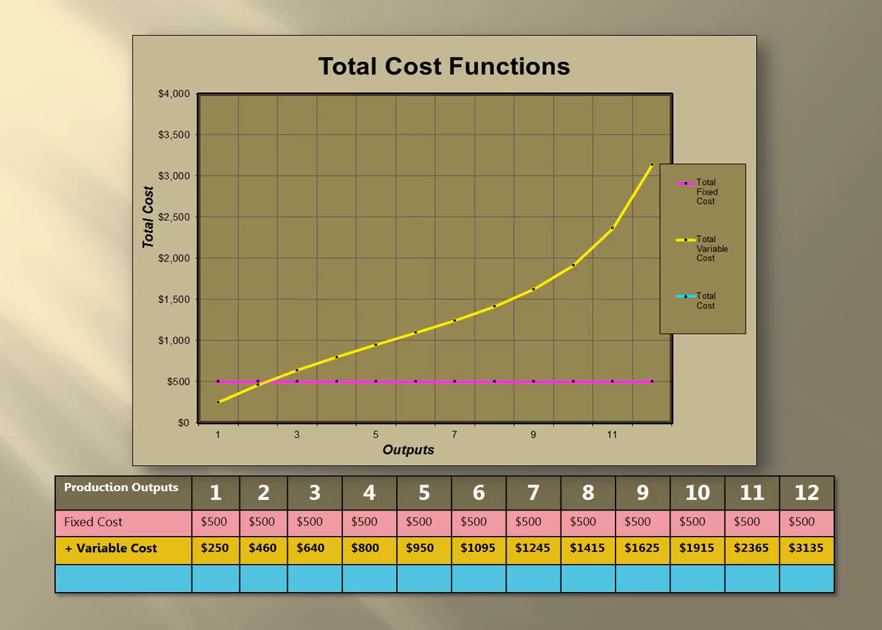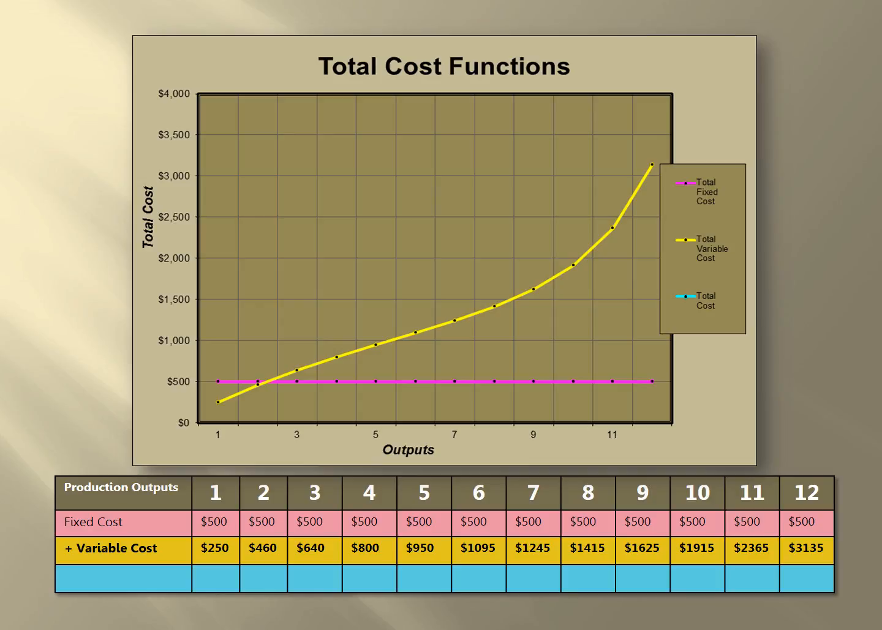Our second type of costs are our total variable costs. These are costs that do vary with the level of output. So this means that if I produce nothing, 0, our total variable cost will also be 0. As I increase the level of output, my total variable costs also increase.